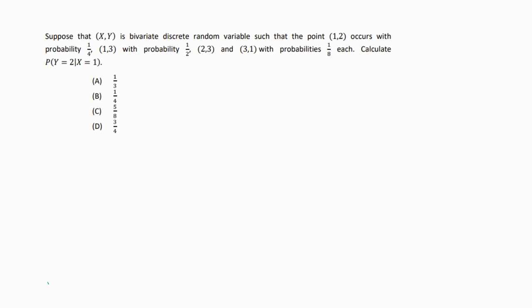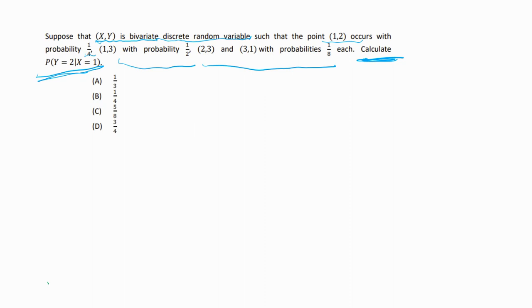So this one, you can see, is given that XY is a bivariate discrete random variable. If you have any question, you can ask. Now what is given here is that suppose XY is a bivariate discrete random variable such that (1,2) occurs with probability 1/4, (1,3) occurs with 1/2, and (2,3) and (3,1) occur with 1/8. The remaining ones which are not given, we consider as 0. Now we want to calculate the probability that Y is equal to 2 given X is equal to 1.